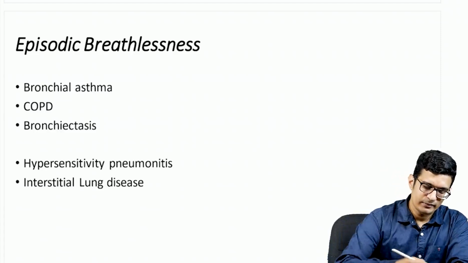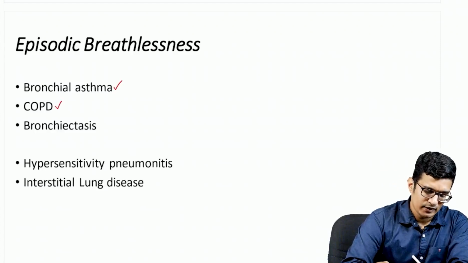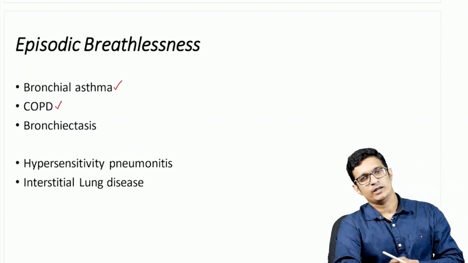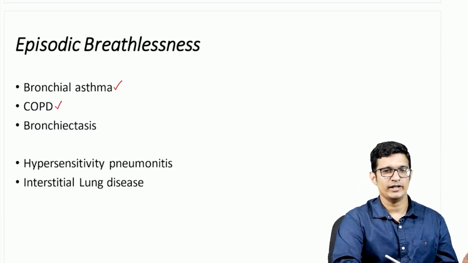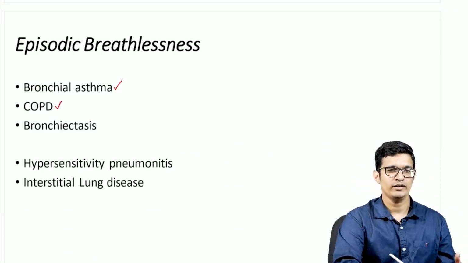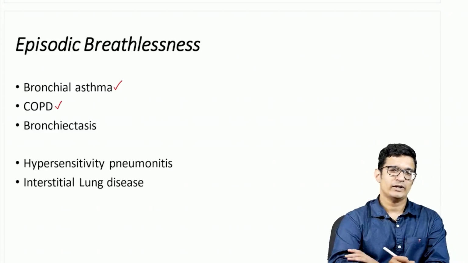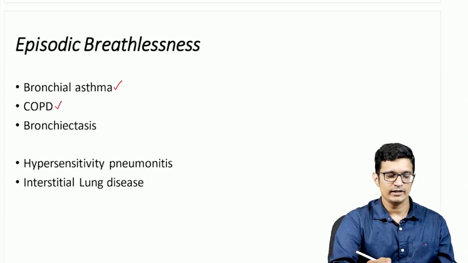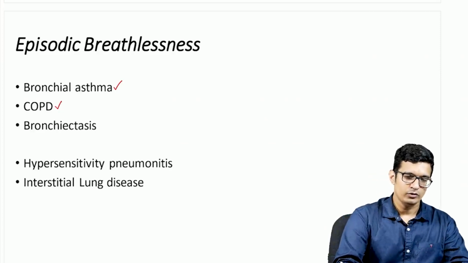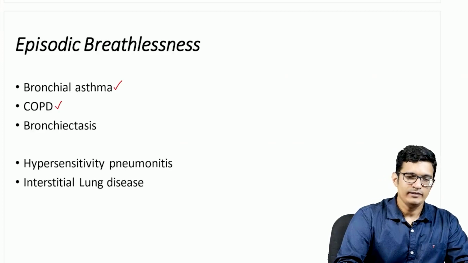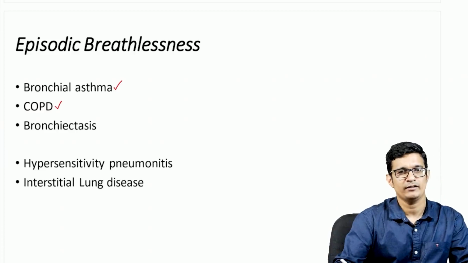Episodic breathlessness is something that we generally see in cases of bronchial asthma and COPD, because they tend to be exacerbated especially during exposure to dust, toxic fumes, smoke, as well as on exposure to cold climate. So breathlessness is likely to be episodic in cases of bronchial asthma and COPD. But if somebody asks you what condition is the breathlessness maximally episodic, then your answer should be bronchial asthma.